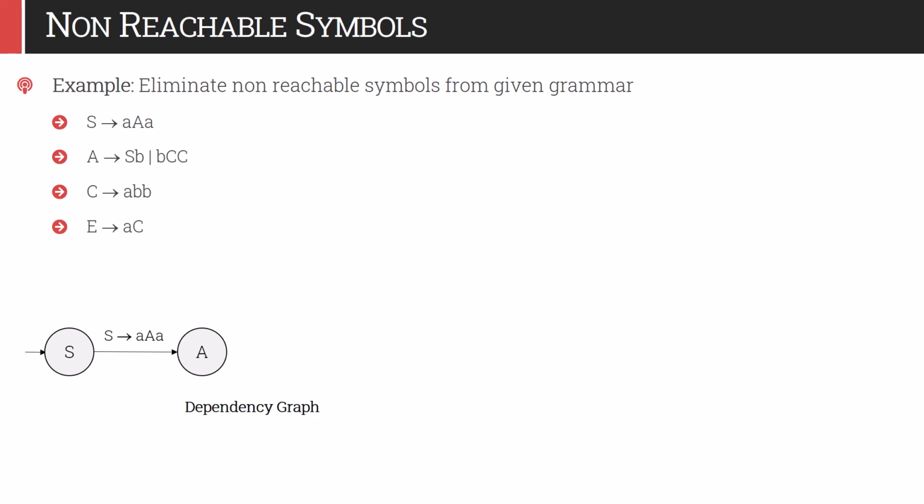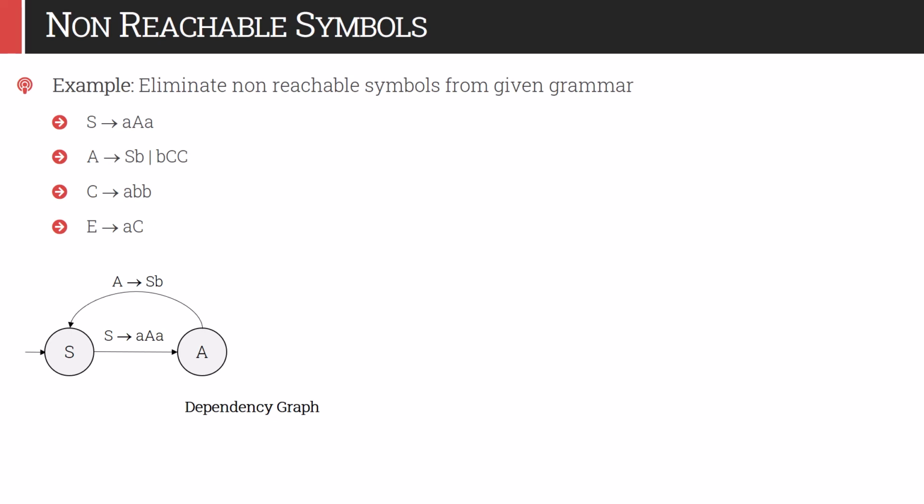From capital A, we have two productions. A derives SB, means from A, if we read SB, then we are moving to state S, right? Because A is now on the left hand side. So the left hand side should be the originating vertex, and the right hand side of the production should be the destination vertex. So A derives SB will lead us from capital A to capital S.